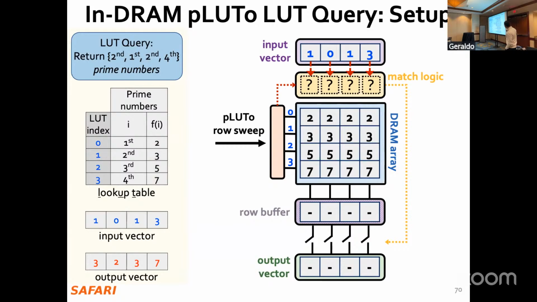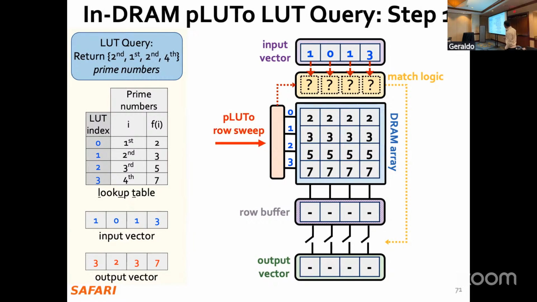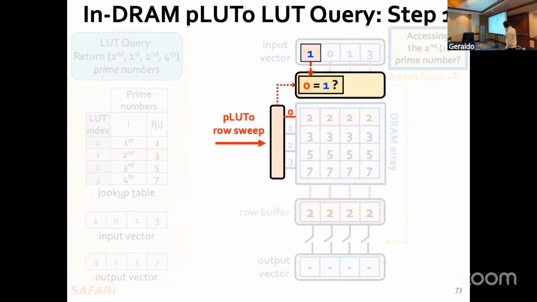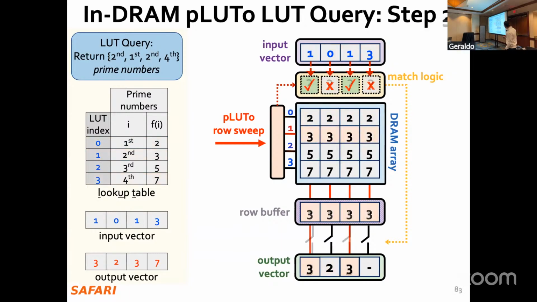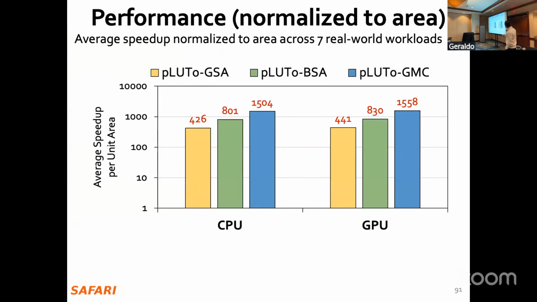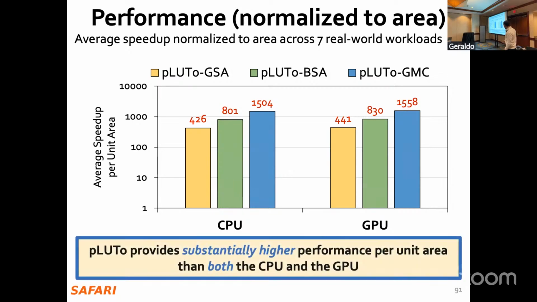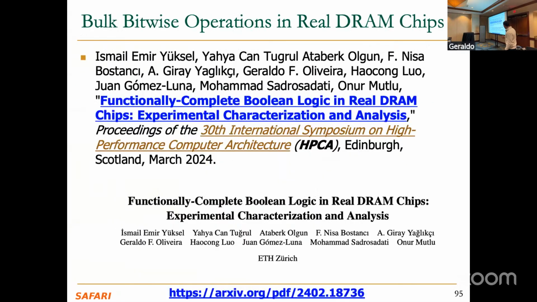subarray to figure out if there is a match between the currently accessed data and the input query that you want to query from the lookup table. I am not going to go into details on how this goes, even though I have a lot of animation here, for the interest of time. But basically, by doing so, we can accelerate operations that neither SIMDRAM nor MIMDRAM can accelerate, and we get nice performance improvements compared to CPUs and GPUs for operations that require those transcendental functions. And there is more information online.